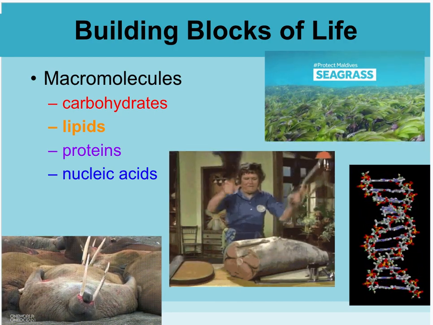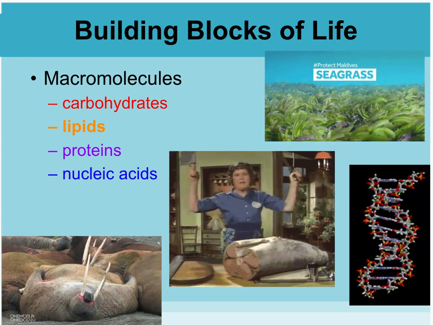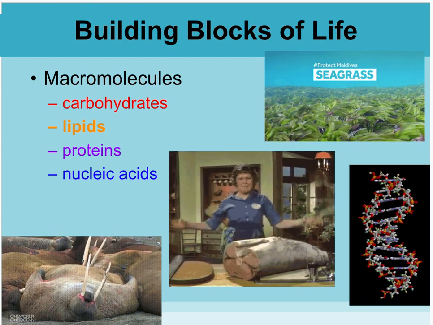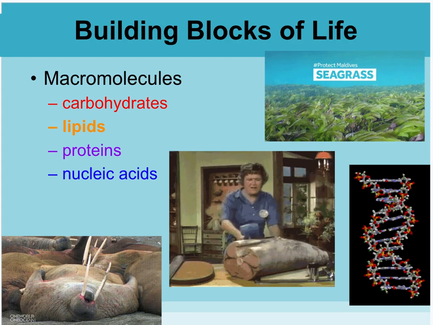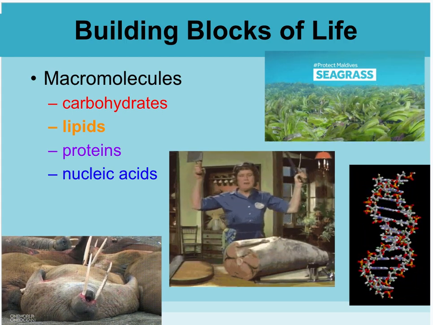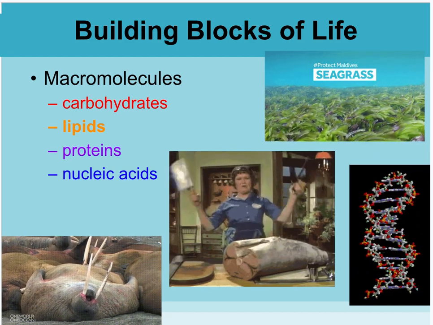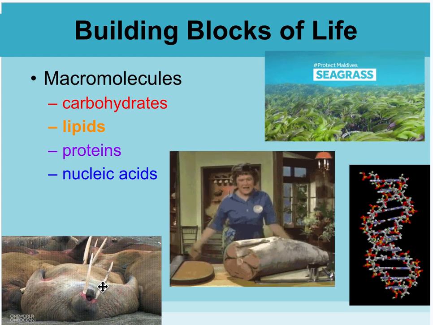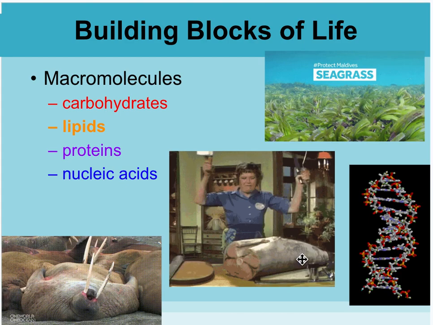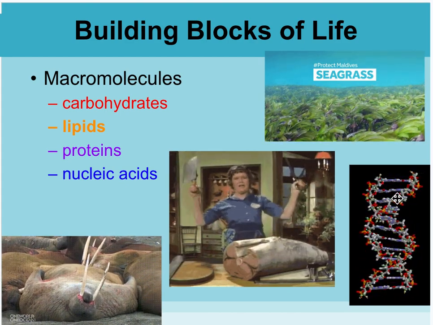So I have a lot of links to other videos that you can go look at for more depth and a few activities that I'll point out along the way. Part of life is having these macromolecules, and there are four big macromolecules that are very key and important inside of our bodies. The first one is the carbohydrates, and then the lipids, almost like the fat that you see here in this walrus. And then the proteins that make up our muscles, like this large fish that she's cutting here, and the nucleic acids that make up our DNA.